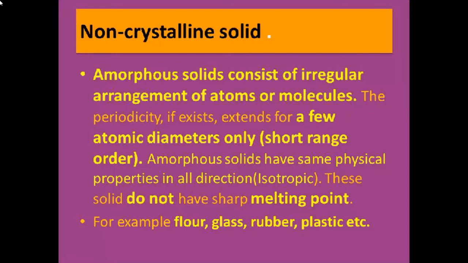Amorphous solids have the same physical properties in all directions, whereas the crystalline solids do not have the same physical properties in all directions. It is a direction dependency, as I already told. But here the amorphous solids have the same physical properties in all directions. That is, it is isotropic. These amorphous solids do not have sharp melting points. The examples of amorphous solids are float glass, rubber, plastic, etc.